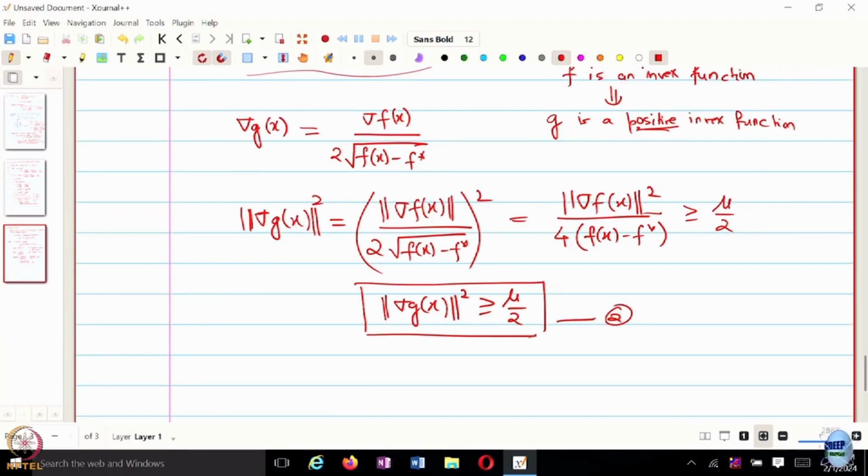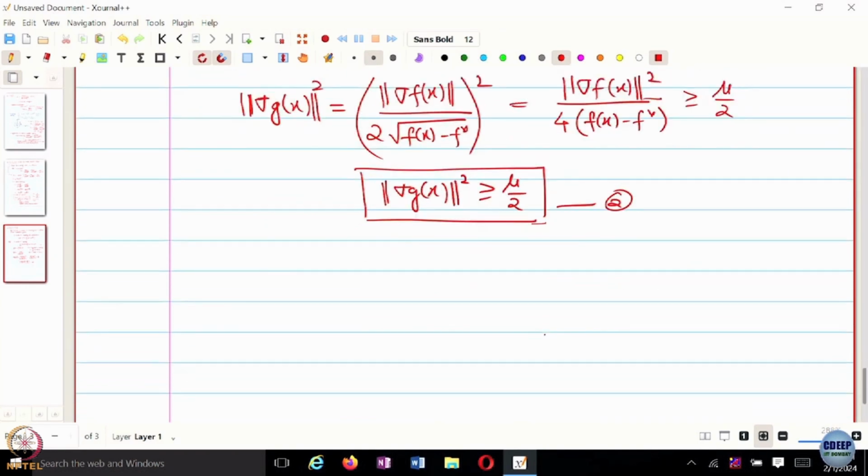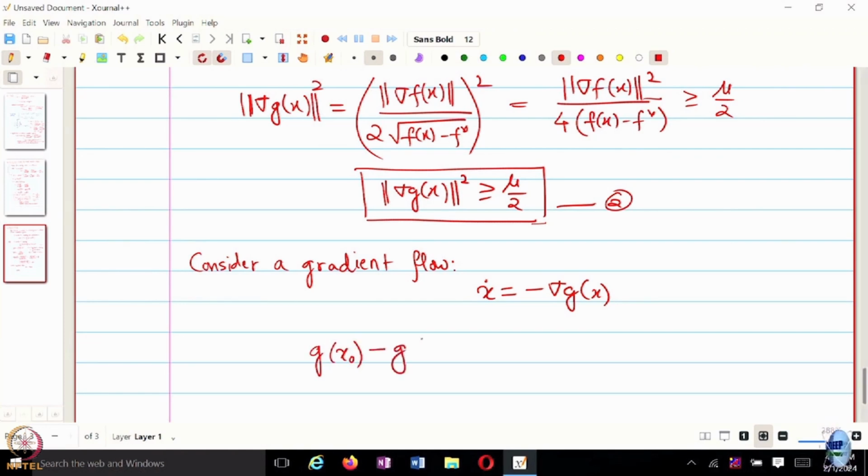Okay, all right. So now let's consider a gradient flow. Suppose we run this gradient flow: x dot is the negative of the gradient of g of x. Okay, suppose we run this particular gradient flow. So this would have its own x as a function of time, right? Like if you simulate this particular flow. So let's say you start at x naught, and at any time t, g of x t, what would this be by definition?